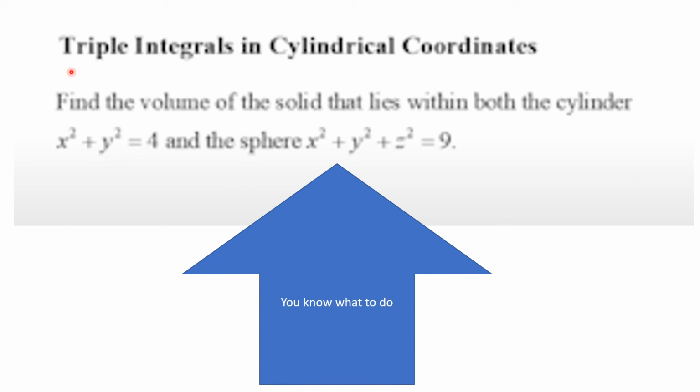Let's do a final example. Find the volume of the solid that lies both within the cylinder x squared plus y squared equals 4, and the sphere x squared plus y squared plus z squared is equal to 9. You know what to do. Let's see how you did.